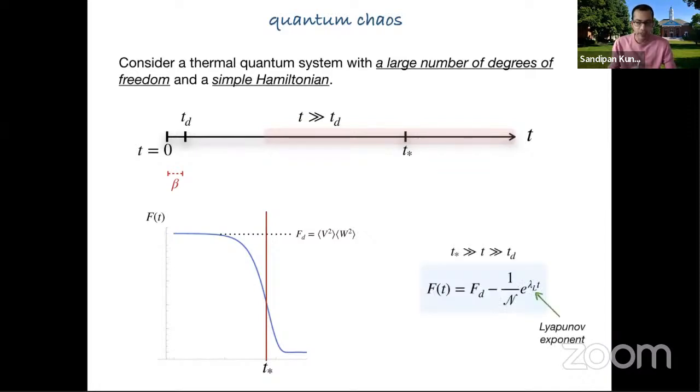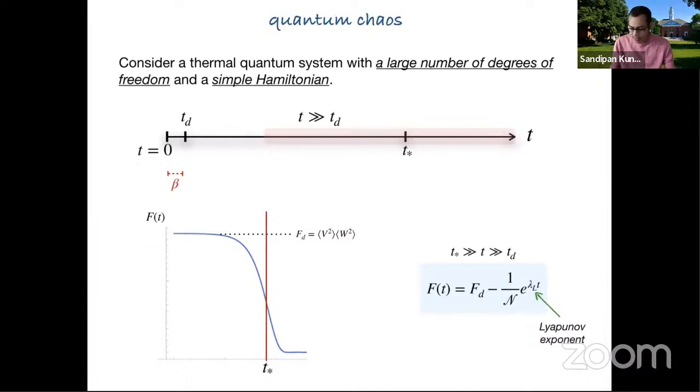Also, the OTOC exhibits a period of Lyapunov behavior, just like classical chaos. At least it is expected to exhibit this Lyapunov behavior for theories that are chaotic. So that behavior is the following. Obviously we have this factorized value, which is time independent, and then there is this exponential piece, which is the Lyapunov behavior. This lambda L is the Lyapunov exponent of quantum chaos, and this n is an effective measure of the number of degrees of freedom.